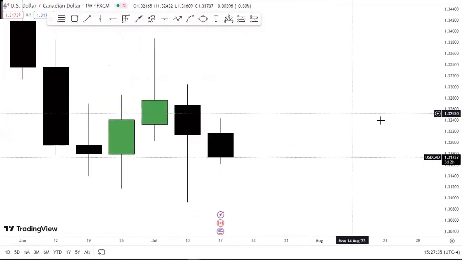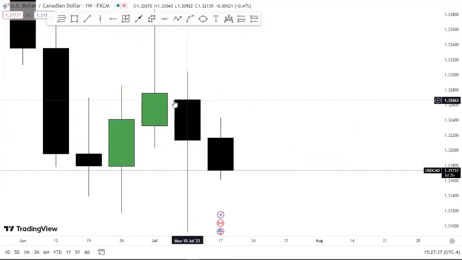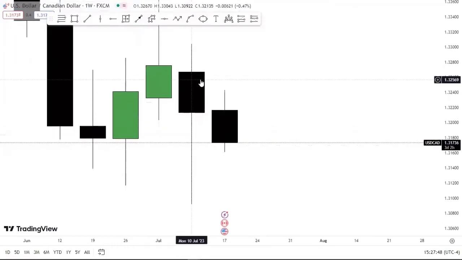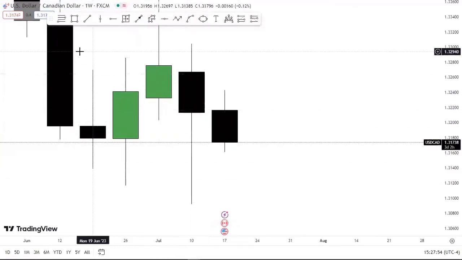Look. So it opened here. This was the open price. It opened at this price. It didn't go down. It went up to find a high. It came all the way down, and then came back up for the close. So on the weekly time frame, the whole bullish candlestick was formed.